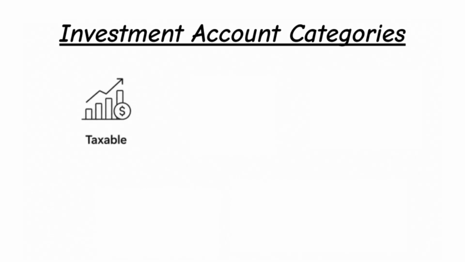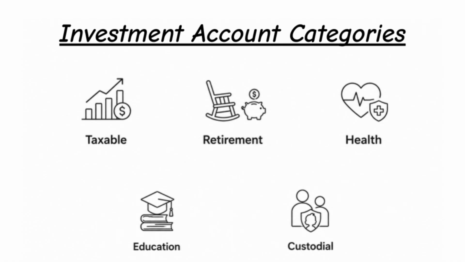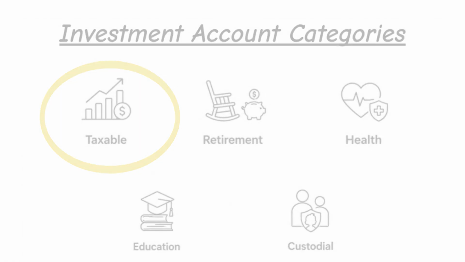Now that we've covered what it means to actually have an investment account, let's talk about the different types of accounts you could have. And I'm going to break this down into 5 different categories. We have taxable accounts, retirement accounts, accounts for your health and medical spending, accounts meant for education, and custodial accounts. For the rest of the video, I'm just going to be talking about taxable accounts, and the other 4 will be part of the next 2 videos. So let's talk about taxable brokerage accounts.